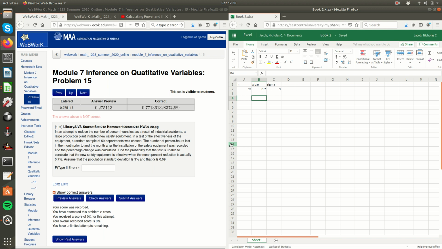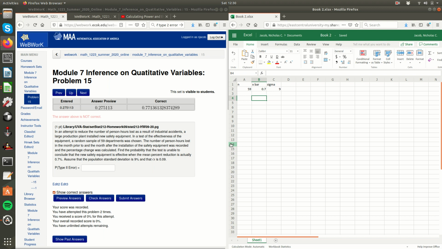Hey everybody, so I wanted to go through this problem. This problem is actually a little weird, and I don't think there are any videos like this one. But it gives us an idea about how to work with the probability of the type 2 error.